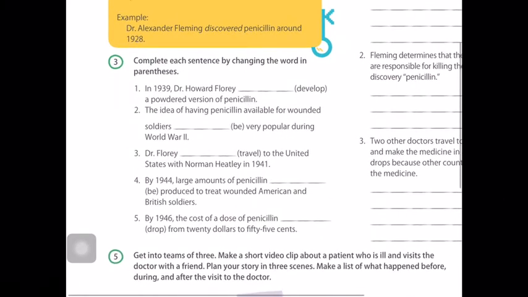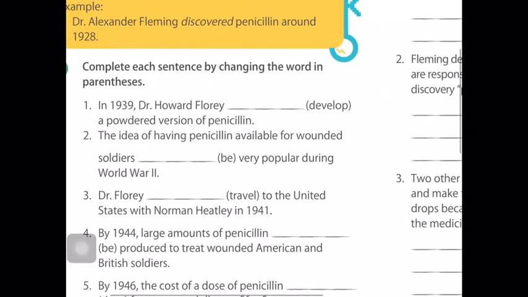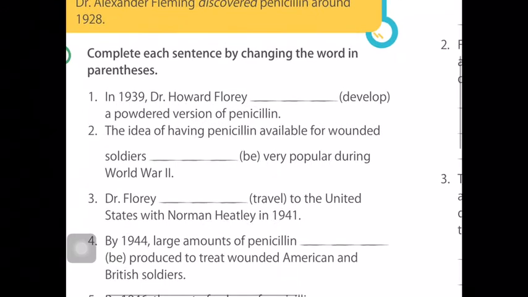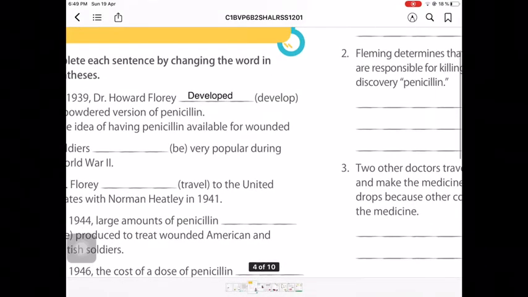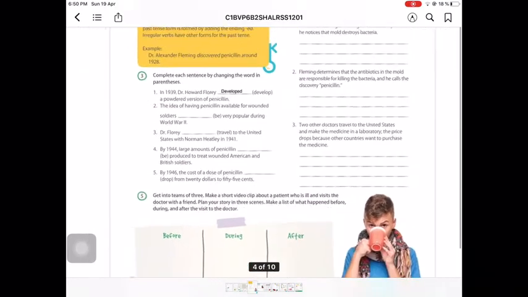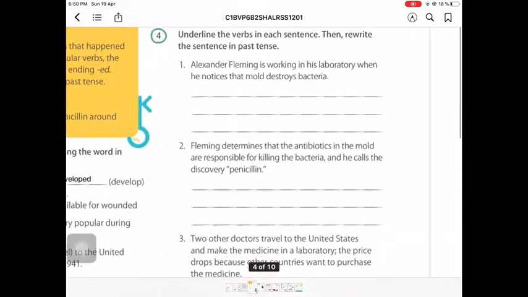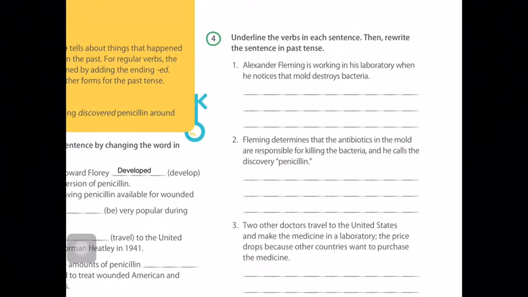Exercise 3. Complete each sentence by changing the word in parentheses. You change this verb for the correct form. In 1939, Dr. Howard Florey developed. Very good. And with the rest of the exercises, you have to do the same. Exercise 4. Underline the verbs in each sentence, then write the sentence in the past.